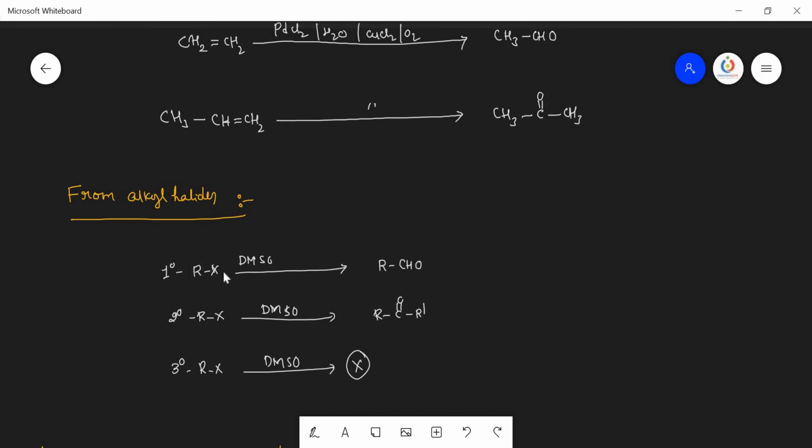And the last one is from alkyl halides. As I said already, in the case of the oxidizing agent DMSO, dimethyl sulfoxide, oxidation of primary alkyl halides gives the aldehydes, secondary alkyl halides give the ketones, and it will not oxidize the tertiary alcohols, so no reaction takes place.